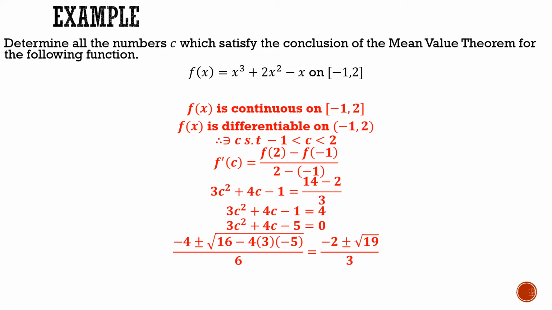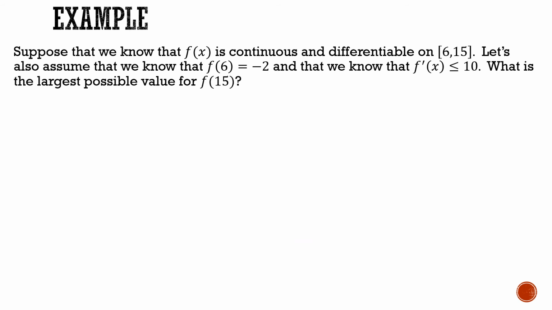But if not, I need to figure out which one falls in the interval. So looking at this, I know that the positive one would not fall in the interval because my interval ends at 2, and the positive is 2 plus some number, so that would fall outside the interval. Therefore, my only solution is the negative solution, which would be 2 minus square root of 19 over 3.